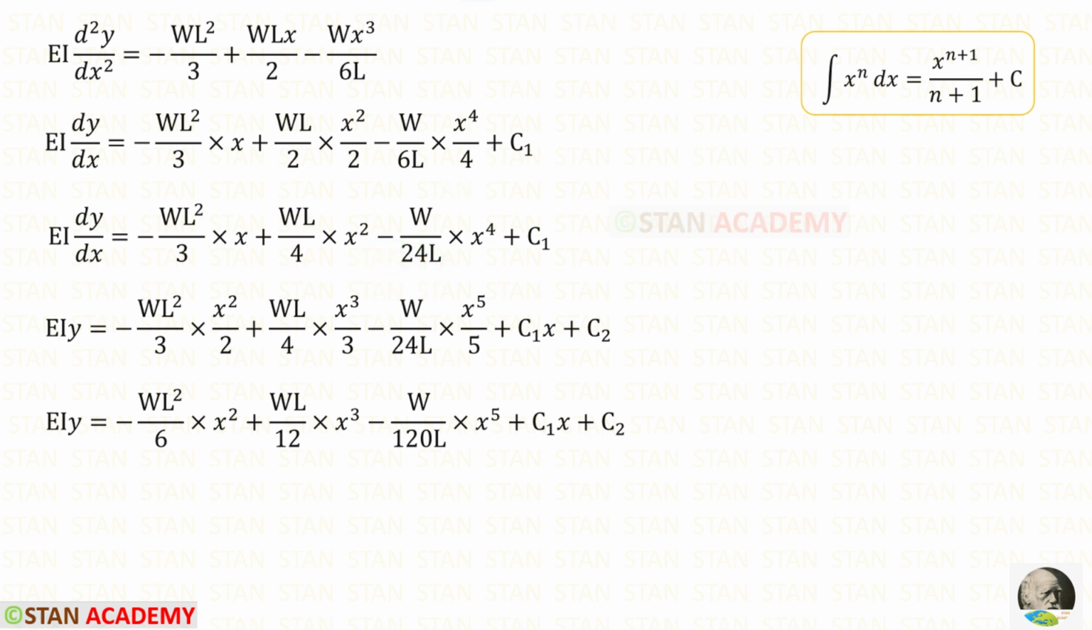Again, we have to integrate on both of the sides. When we integrate this, we will get y. When we integrate x, it will be x square upon 2. When we integrate x square, it will be x cube upon 3. And when we integrate x power 4, it will be x power 5 upon 5. In this term, there is no x, so we have to multiply with x. C2 is the new constant. 3 into 2, 6. 4 into 3, 12. 24 into 5, that will be 120.